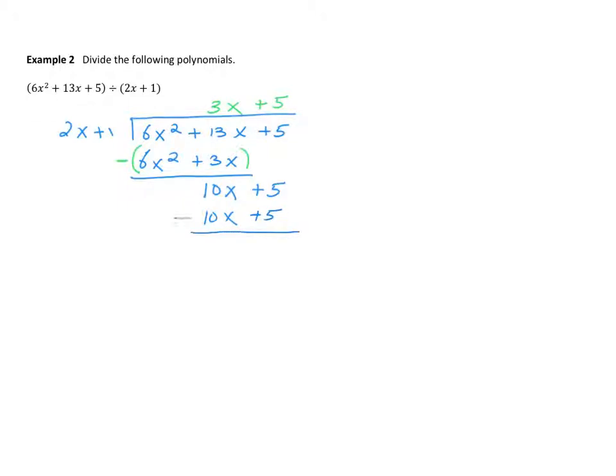I'm now subtracting this thing, and what do you know? We get a remainder of 0. 10x minus 10x is 0. 5 minus 5 is 0. I think I'll actually put this 0 down here so we can actually refer to the remainder. But that's it. What all this work tells us is if you take 2x plus 1 and you multiply it to 3x plus 5, it takes you back to 6x squared plus 13x plus 5. So multiplication would take you back here, whereas division splits it apart.